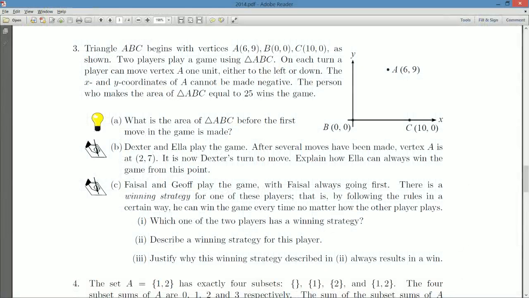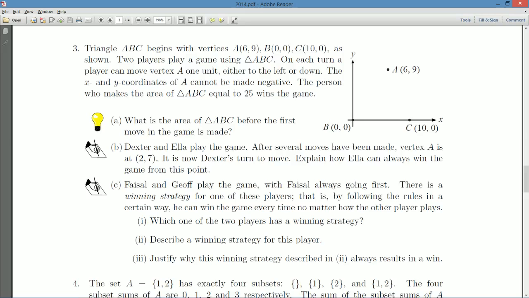Alright, Dexter and Ella play the game. After several moves have been made, vertex A is at 2, 7. Okay, so it's gone over a fair bit and it's gone down by 2. It is now Dexter's turn to move. Explain how Ella can always win the game from this point.